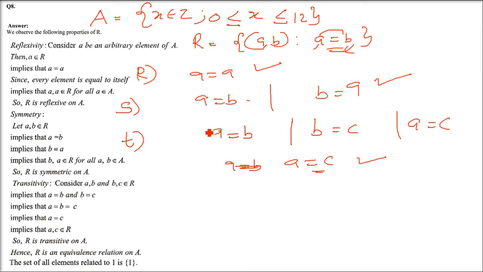Okay, there is one more part being asked here, which is to find the set of all elements related to 1. Now if you see here, this is an equality relation. So 1 can be related only with 1. 1 cannot be related to 2 or any other number between 0 and 12. Why? Because 1 is equal to 2 is not going to be the solution.